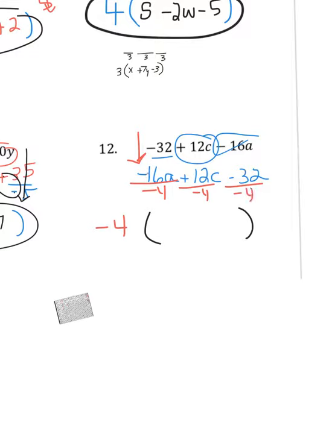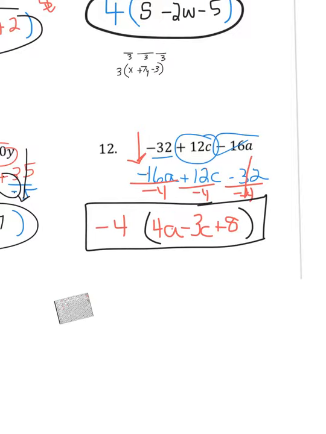Negative 16 divided by negative 4 is positive 4a. 12 divided by negative 4 is what, Riley? Negative 3. Negative 3c. And negative 32 divided by negative 4 is positive 8. And that is my final factored expression.